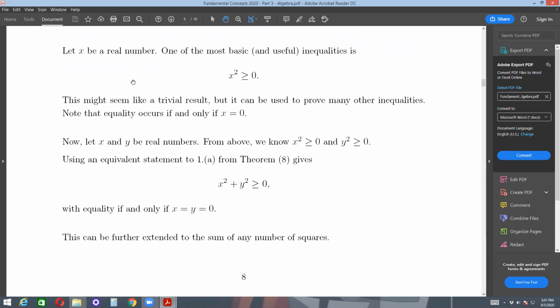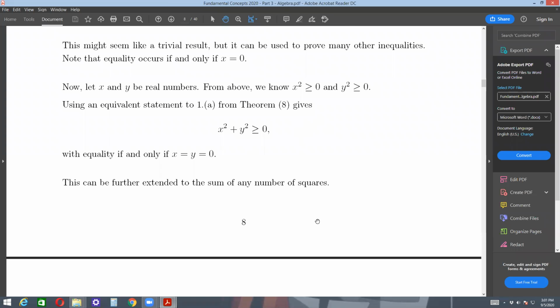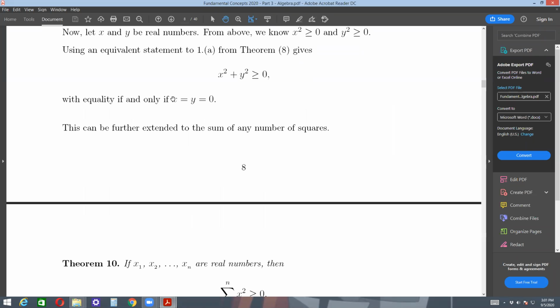Okay, so this is a simple inequality, right? This is always true. x squared is greater than or equal to 0 for every real number x. It might seem basic, but this is actually very useful. And you could expand it. If you take x squared and y squared and you add them, that's still greater than or equal to 0. And then you can keep going. Note this is only equal to 0 when both x and y are 0.